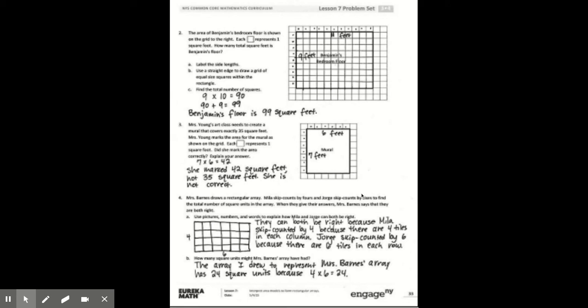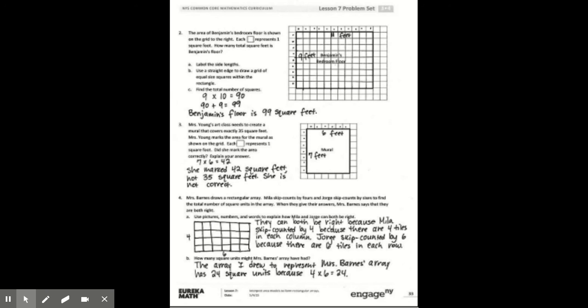And then number 4, Mrs. Barnes draws a rectangular array. Mila skip counts by 4s, and George skip counts by 6s to find the total number of square units in the array. When they give their answer, Mrs. Barnes says that they are both right. Use pictures, numbers, and words to explain how Mila and George can both be right.